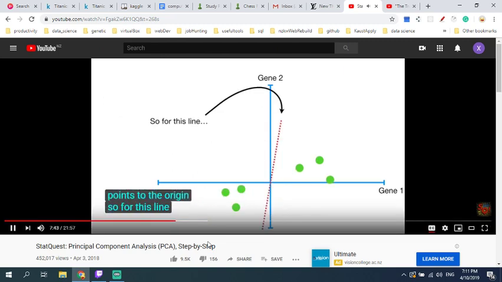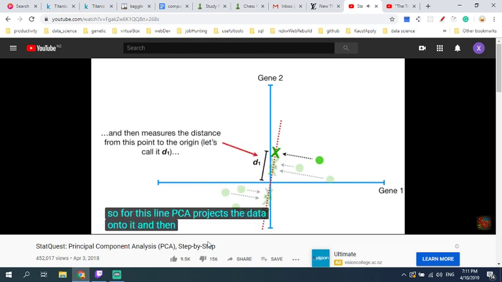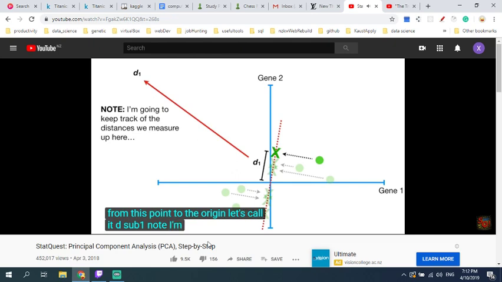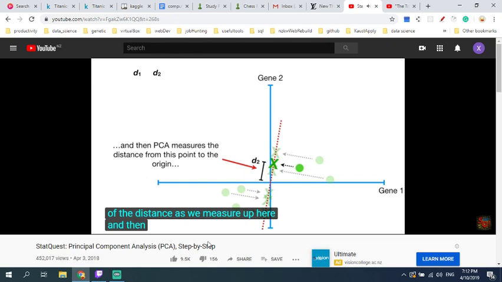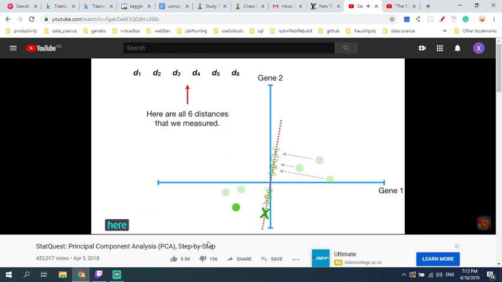So, for this line, PCA projects the data onto it, and then measures the distance from this point to the origin. Let's call it D sub 1. Note, I'm going to keep track of the distances we measure up here. And then PCA measures the distance from this point to the origin. We'll call that D2. Then it measures D3, D4, D5, and D6. Here are all 6 distances that we measured.